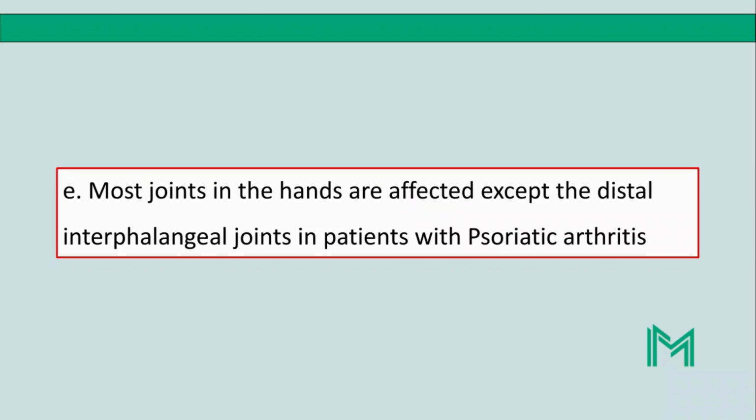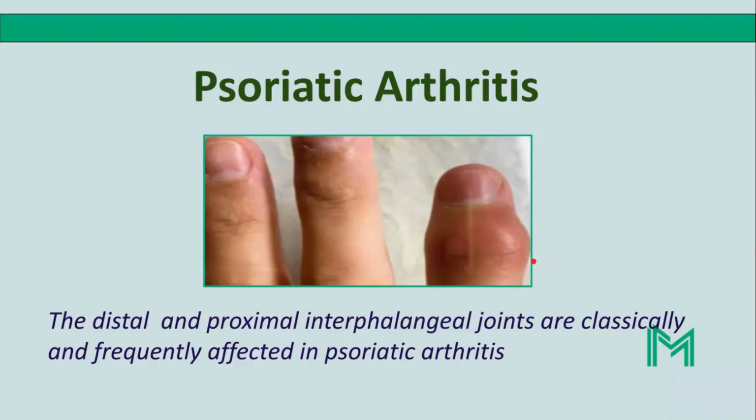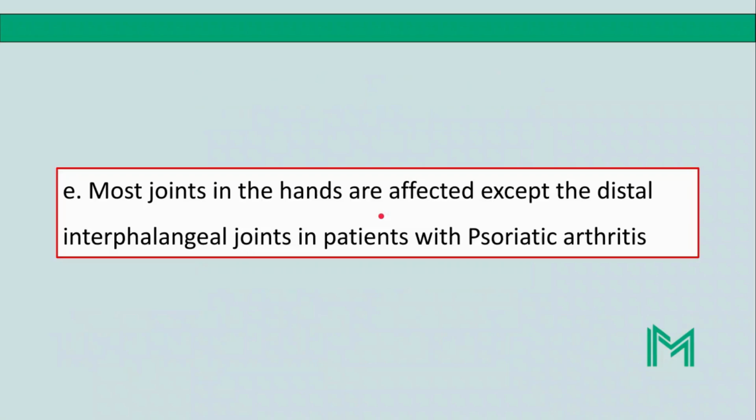Let's go to the next one. Now, most joints in the hands are affected except the distal interphalangeal joint in patients with psoriatic arthritis. Is this a true or false statement? Now, in psoriatic arthritis, you have both large joints and small joints being affected. And it is very common to see both proximal and distal interphalangeal joints being affected in psoriatic arthritis. So you see in this picture, a patient with psoriatic arthritis, that the distal interphalangeal joint has been affected. So the statement is false.